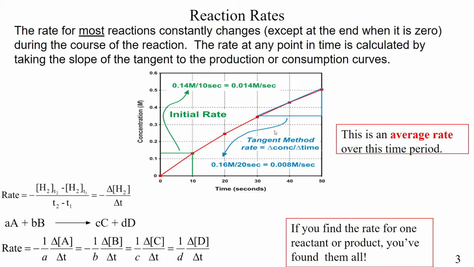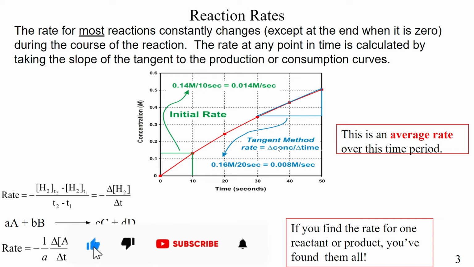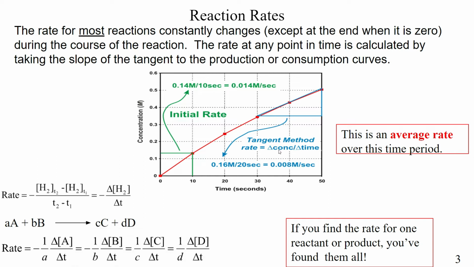So if I wanted to find my rate from this point to this point, how am I going to do that? Well, if you remember, delta is final minus initial. So I'm going to take my final concentration and subtract my initial concentration. Same thing with the time: I'm going to take my final time and subtract my initial time. That's what's going to give me my change in concentration and my change in time. But the rate is still the same. It's still always going to be concentration over time.